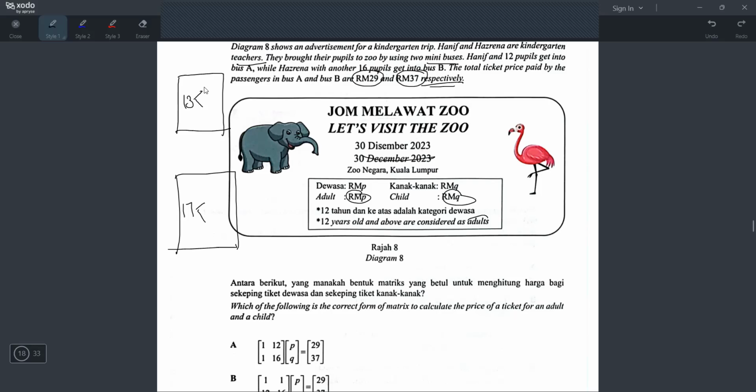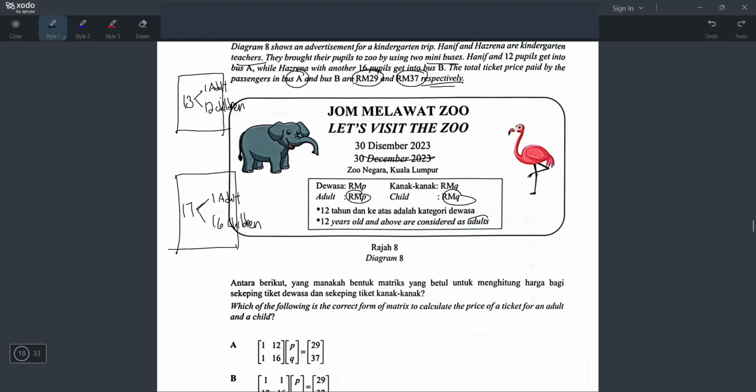So 13 actually consists of one adult, and how many children? 12 children, right? But the 17 is also one adult, because Hazrina is the teacher. If it's a teacher, then it has to be an adult. So one adult, and then 16 pupils, so 16 children. And then they give you the total ticket price.